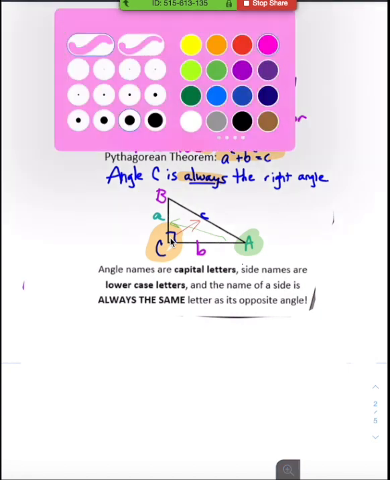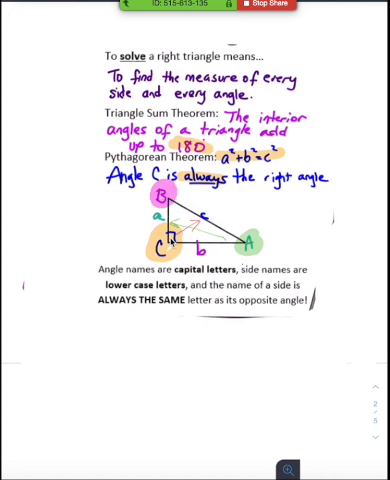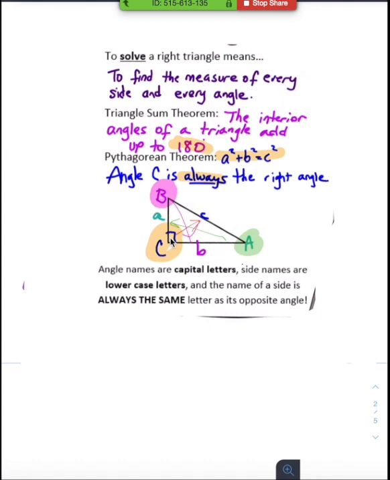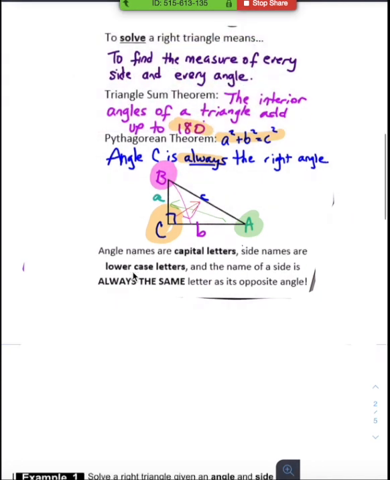So then B is over here. Right across from B is lowercase b, which is the side. So capital letters are the angles, lowercase are the sides, and they're always opposite from each other. Now let's go back and talk about the problem we have to solve.